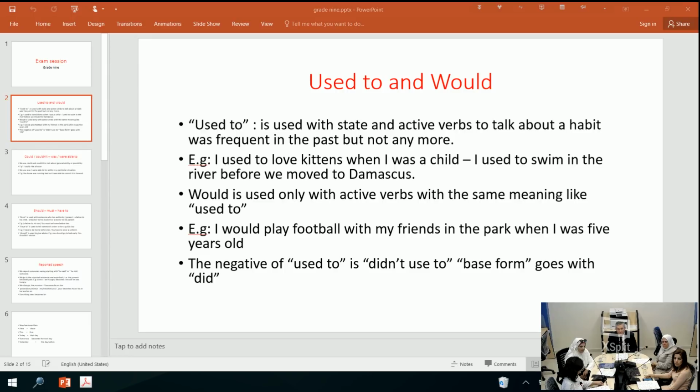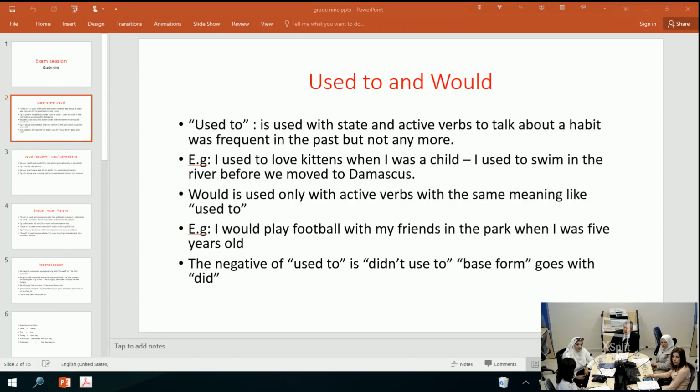The negative of used to is didn't used to. Base form goes with it. Would is always followed by an infinitive. They might confuse would and had, because they have the same form when contracted. Had must be followed by a verb 3. This might confuse students.